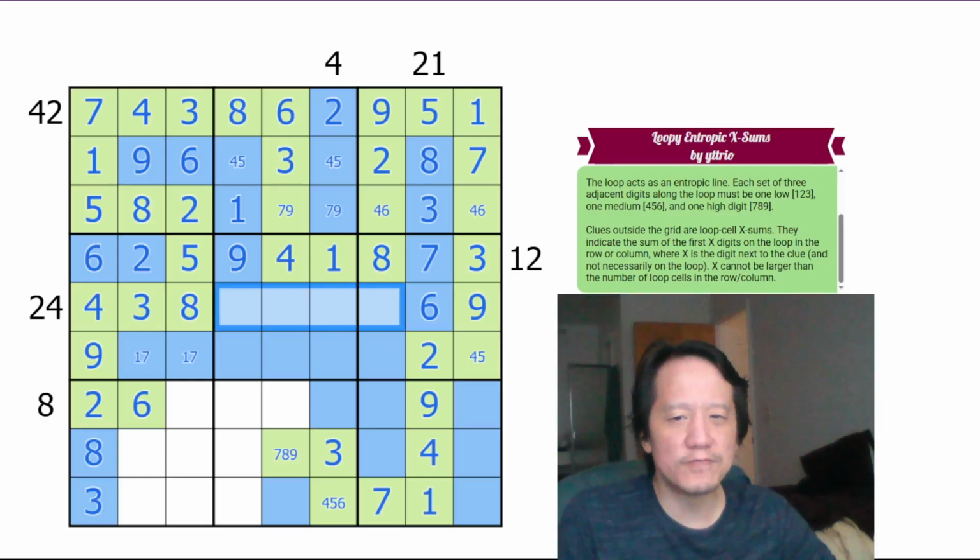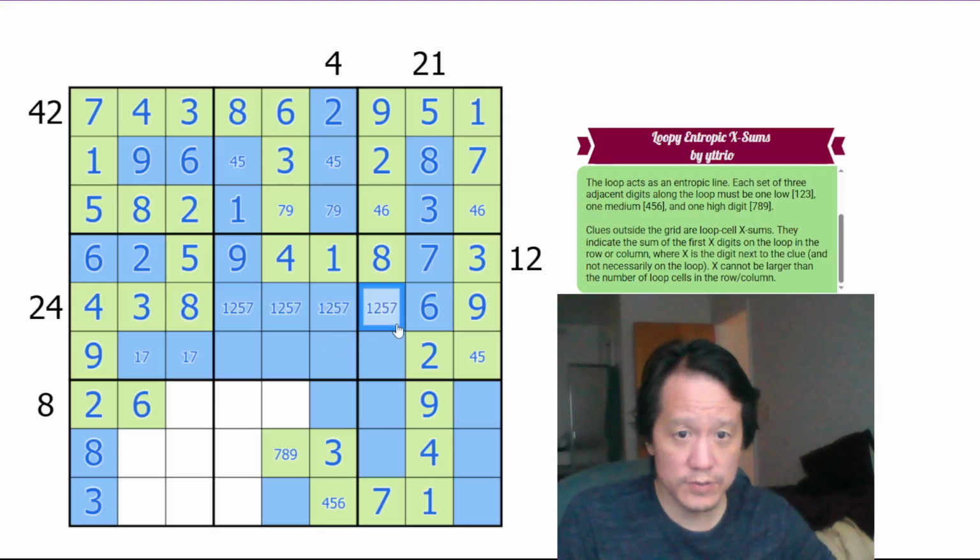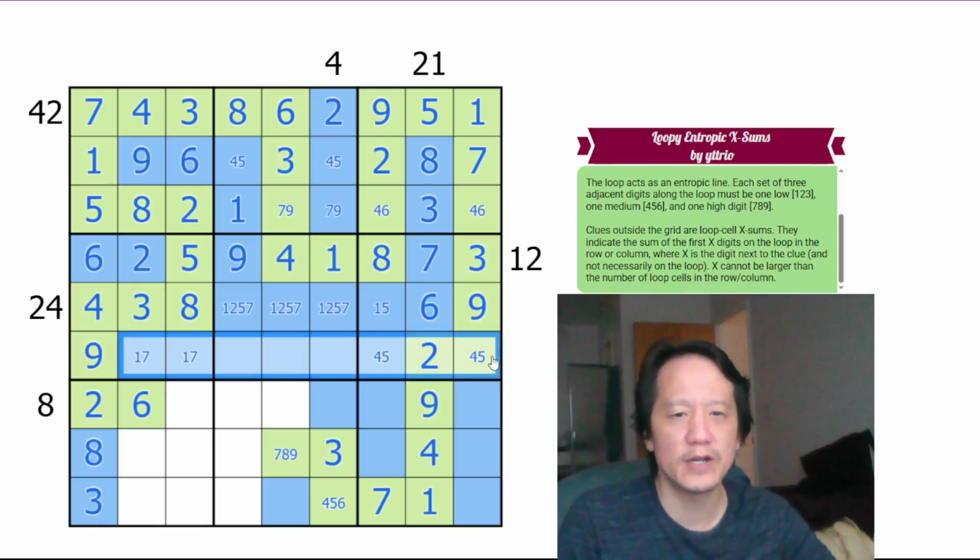The rest of row 5 is 1, 2, 5, and 7. 2 and 7 cannot be here, so this is 1 or 5. This is 1, 4, 5 as possibilities, but cannot be 1 because of the 1, 7 pair in the row. And these can't be 1. Where is the 1 in row 5? It must be here. So this is 1. This is a 4, 5 pair. This can't be 2.